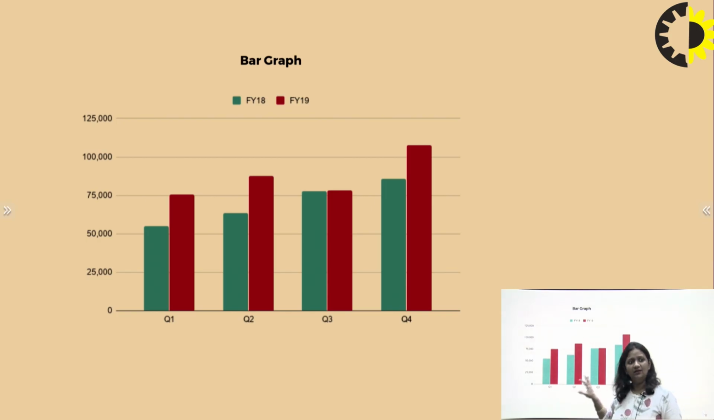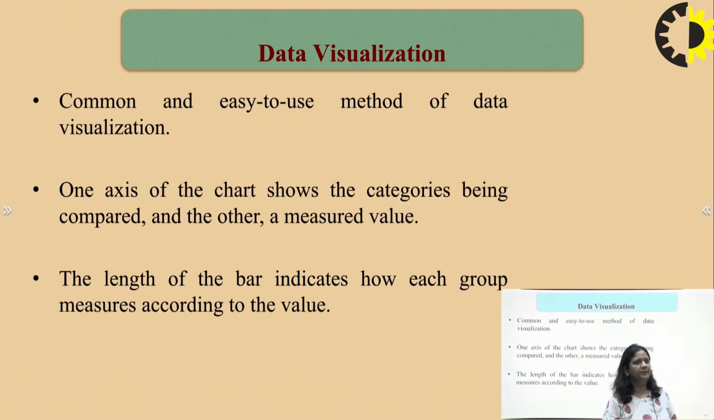By considering this graph, we easily understand that category 2, the red one, FY19, has an advantage compared to category 1. Category 2 has a higher measured value over the intervals of time, like Q1, Q2, Q3, Q4, as compared to the blue one, which is FY18. Yes, it is the most common and easy-to-use method of visualization.